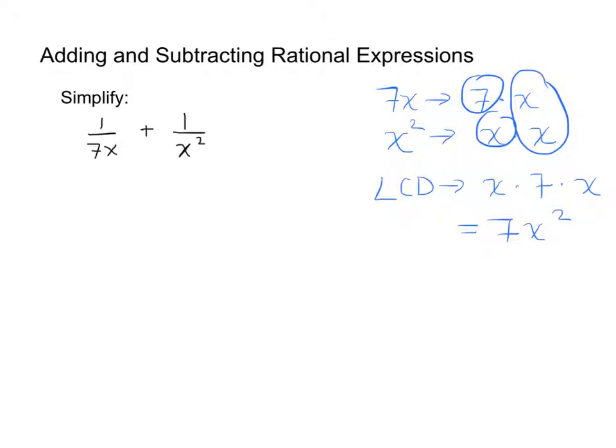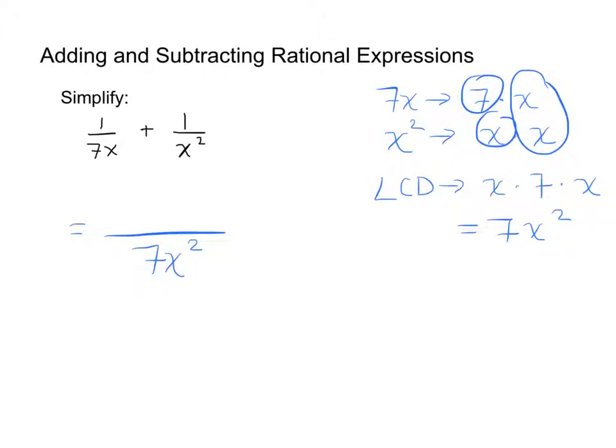So I take each factor from the denominator. But if it's there in both denominators, like this x was, I only take it once, and then I take every other factor from the denominator. So this I want to change into 7x squared.